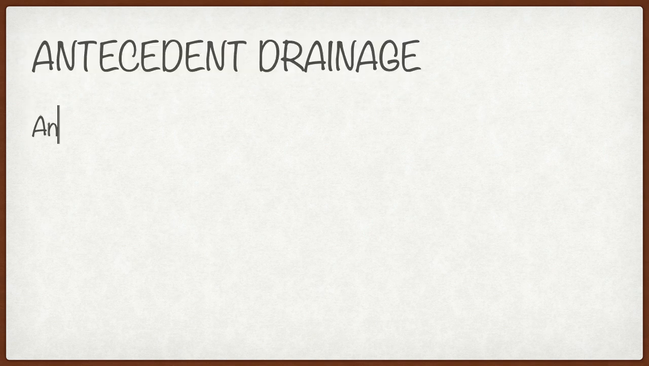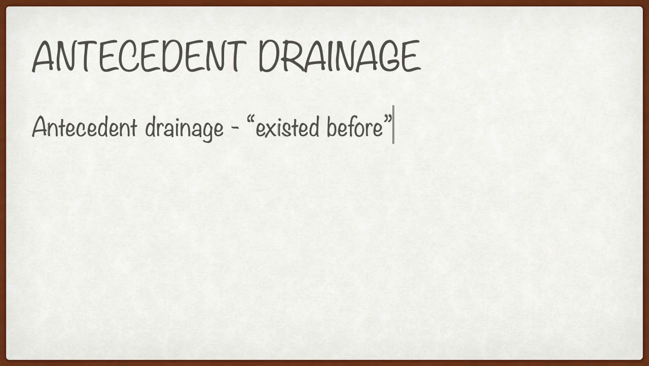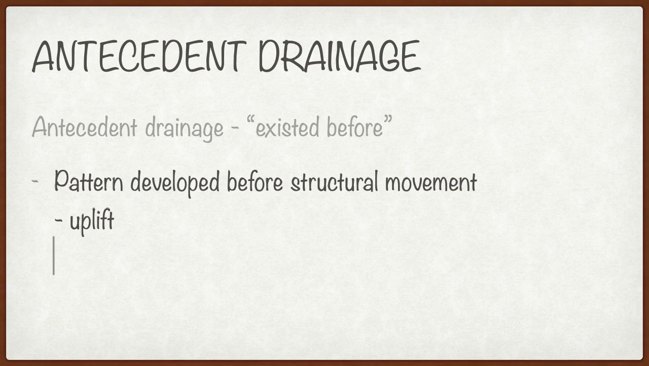Let's start off with antecedent drainage. The word antecedent means it existed before. So in other words, what this means is that the river was there, it established its pattern, and then there was structural change within the topography, and the river then cut its way through that structural change. So the river was there, then the landscape was uplifted or folding occurred, and instead of the river trying to match its pattern with the underlying changing geology, it then cut through that particular geology.